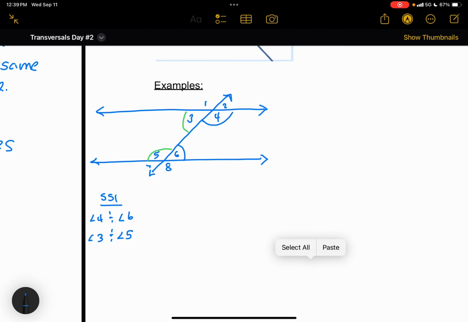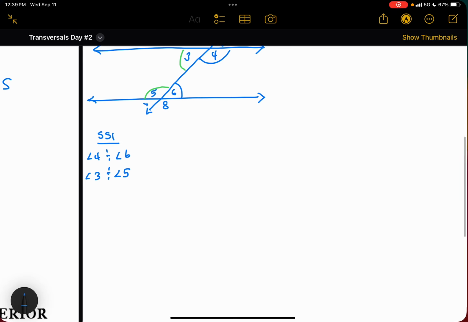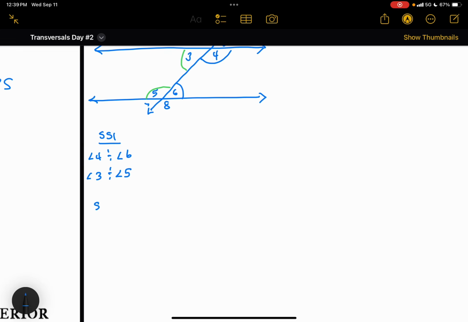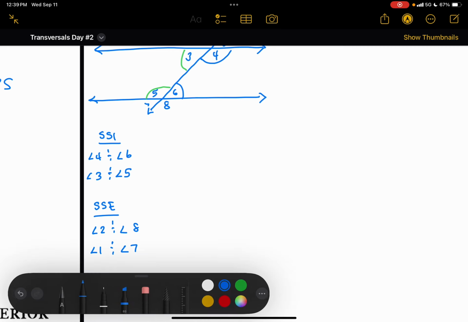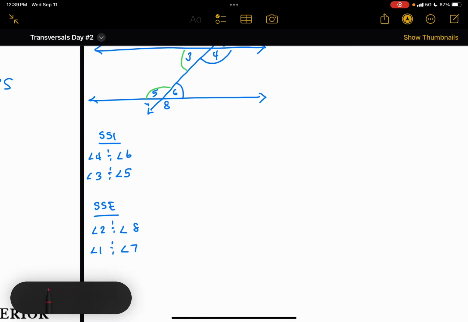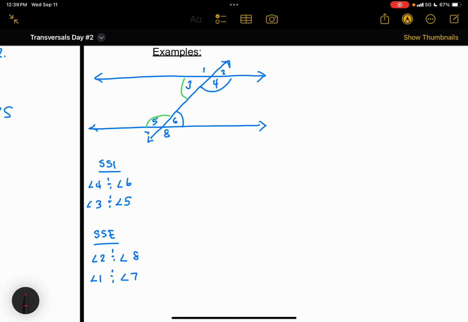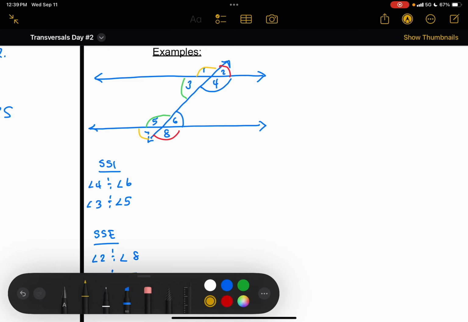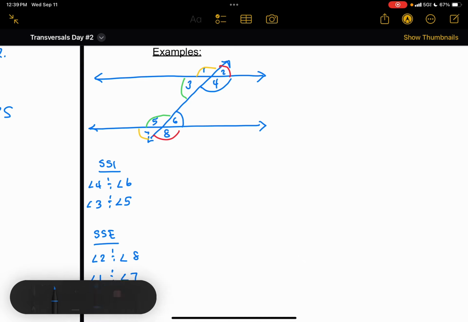This next one would be, let's go down here. Same side exterior would be angles 2 and 8, and then angles 1 and 7. So let's do red for 2 and 8, so that outside, and then same thing over here, 1 and 7. Okay? Vertical angles. Let's look at those.